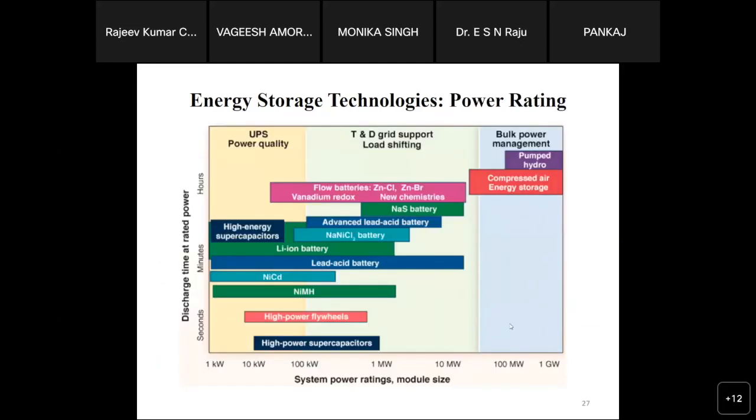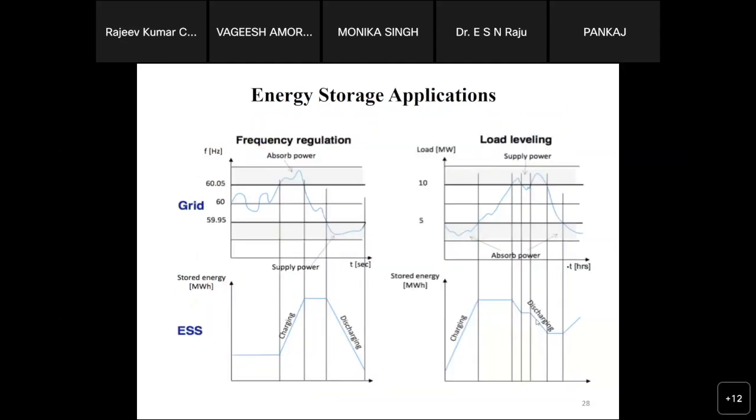Here I have given the discharge time at the rated power as well as the system power rating. If the power rating is in the hundreds of megawatts to 1 gigawatt, we can go with grid-scale power storage, that is, pumped hydro or compressed air storage. These come under the long-term energy storages. For transmission and distribution, we can go with the battery technologies. For UPS or power quality applications, with less power rating and less discharge time, we have to go with the high-power flywheels or the high-power supercapacitors. So these are the energy storage applications.